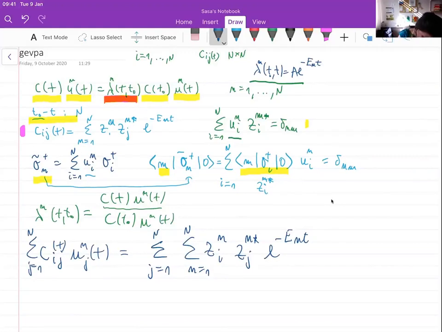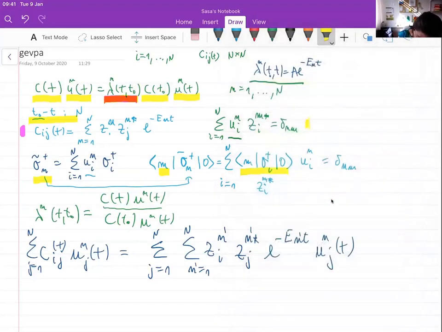I need to put another index for the correlation matrix. I put N prime. Okay, and then it's U J N of T. Okay, now let's see what we have.